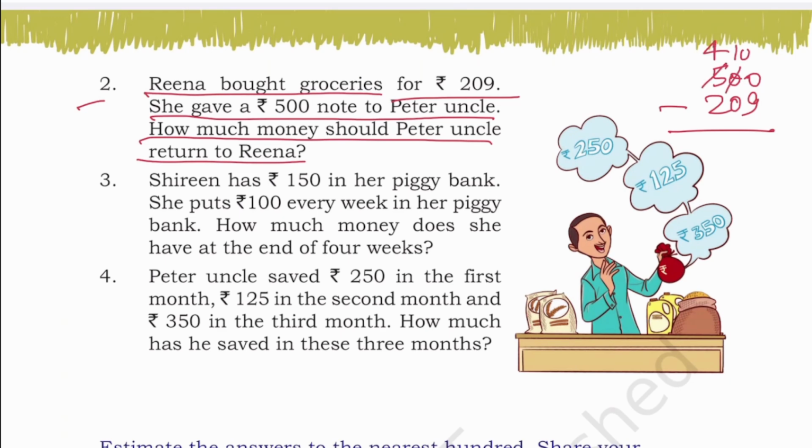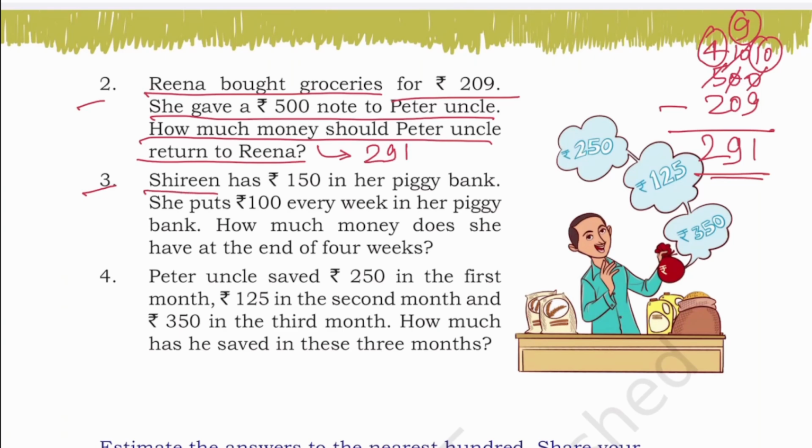The first 0 becomes 10, but 1 taken from it becomes 9, and this 0 becomes 10. Okay, 9 taken from 10 will give you 1. 0 taken from 9 will give you 9. 2 taken from 4 will give you 2. That means 291. Peter uncle must return 291. You may do these questions using notes and coins.